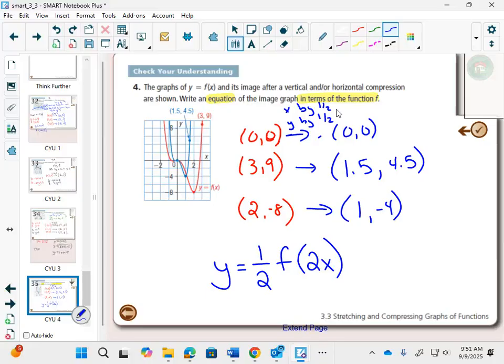In 3.4, we start to combine everything, and things can get a little bit complicated when you have reflections, stretches, and translations, both horizontally and vertically, for all the graphs that we have together. For this one, you can circle 5, 12, 13, and 14.